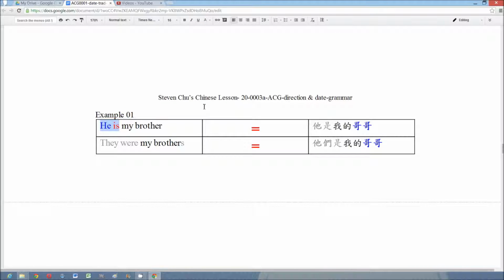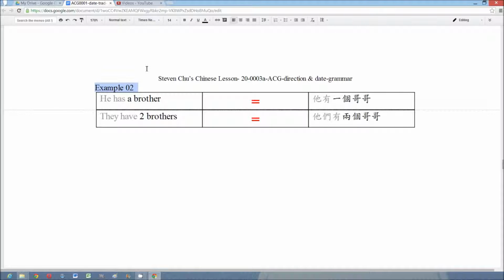For example, he is my brother can be translated into 他是我的哥哥. The pronoun is singular, but we don't have to change the form of 是. Another example, they were my brothers. 他们是我的哥哥. The pronoun 他们 is plural, but we don't have to change the verb 是.